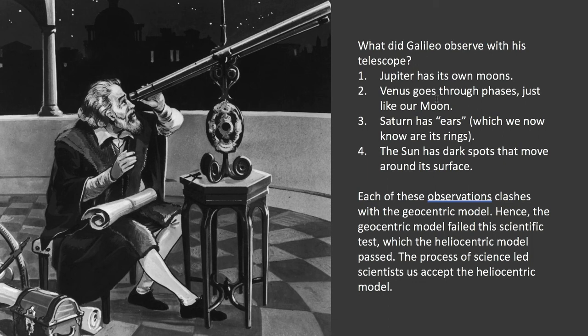And if the other things can orbit around other things, then maybe the Earth can orbit around the sun. Maybe all of these things can orbit around the sun. And in fact, that model would explain why Venus goes through phases. Now, things like Saturn has ears and the sun has dark spots, those aren't really explained by the heliocentric model, but they are evidence against the perfection of the geocentric model. And so they lead people to consider new ideas for how the universe is arranged and how they come to be, how they form.